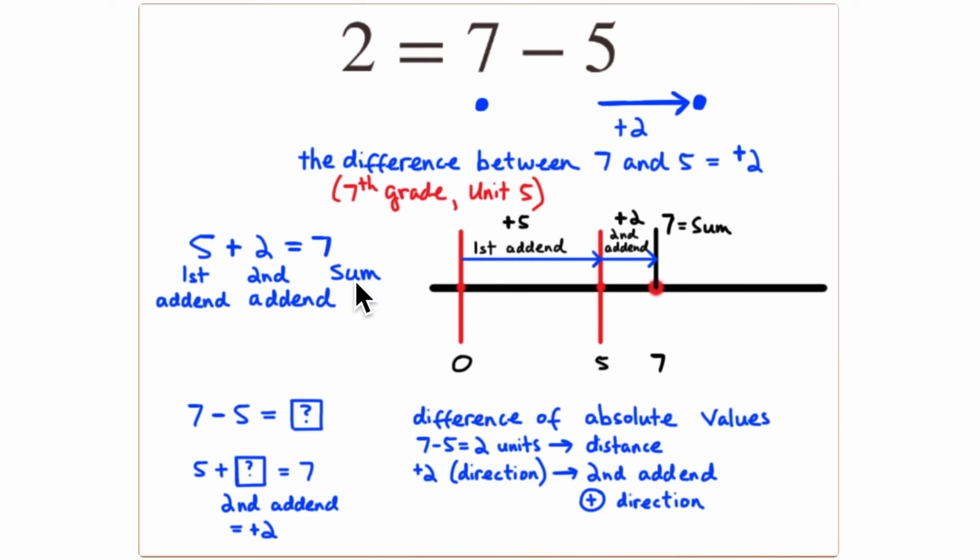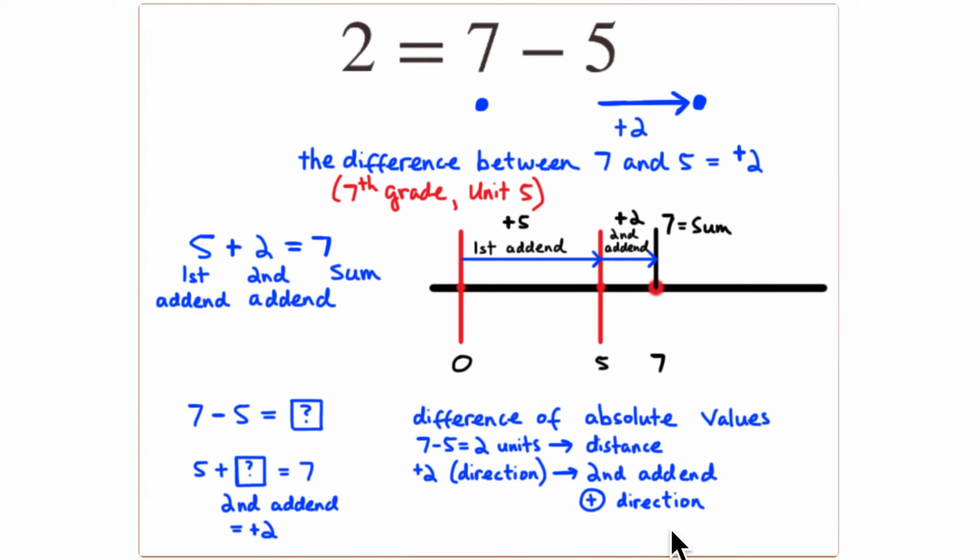So when you say, what's the difference between 7 and 5? The 7 is the sum. The 5 is the first addend. And you're calculating what the second addend is. And you find that as a positive 2. So it's the difference of the absolute values. So 7 minus 5 is 2 units. That's the distance between 7 and 5. And the direction is positive 2. So you move a positive 2 units from 5 to 7. So the second addend tells you it's a positive direction.